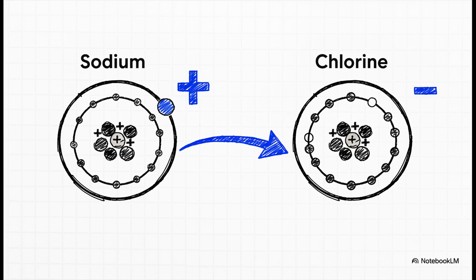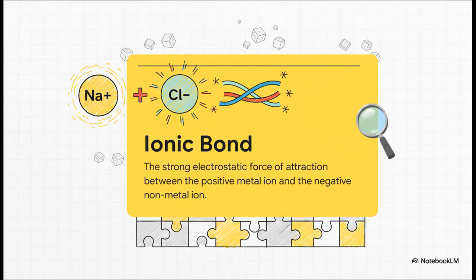It's a done deal. Now, sodium, having lost a negative electron, becomes a positive ion, and chlorine, having gained one, becomes a negative ion. They both get what they wanted, a full outer shell, but now they have opposite charges. And what happens when opposites attract? You get a bond. This powerful pull between the new positive metal ion and the negative nonmetal ion is what we call an ionic bond.